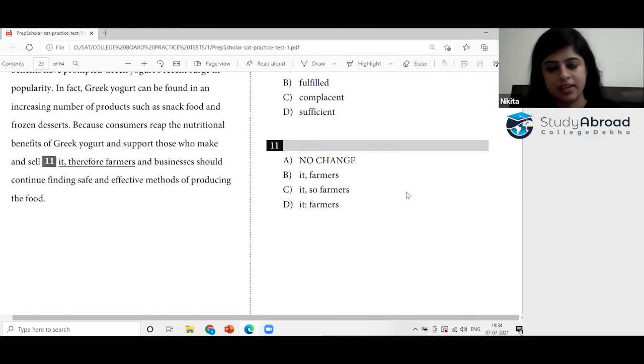Let me read the sentence and let you assess whether it feels fine or not. Because consumers reap the nutritional benefits of Greek yogurt and support those who make and sell it, farmers and businesses should continue finding safe and effective methods of producing the food. Definitely a thumbs up to the right structure of the sentence. So that's it for the day.